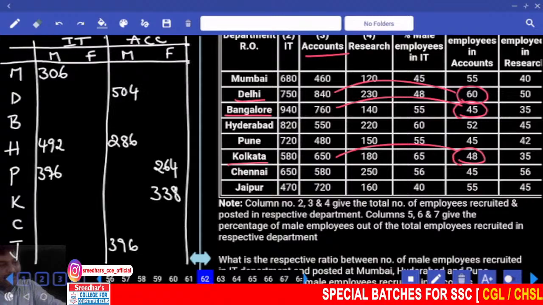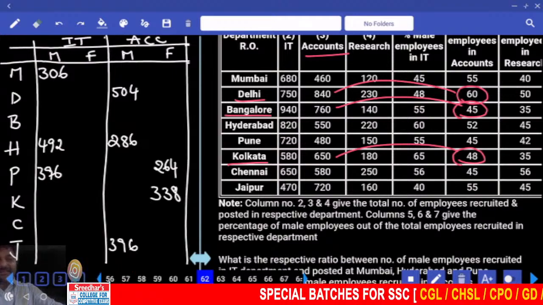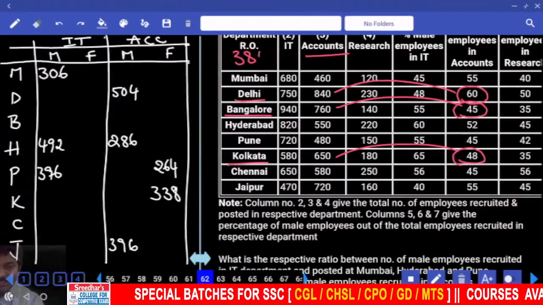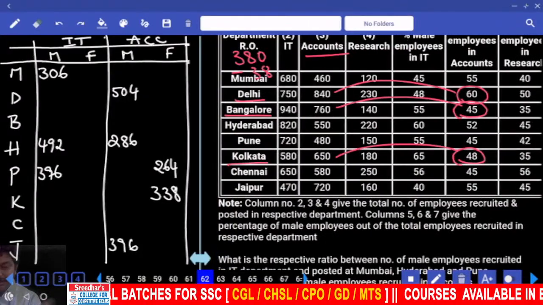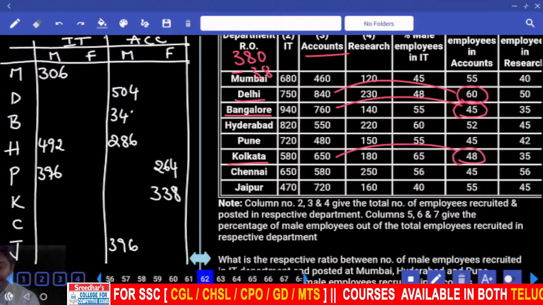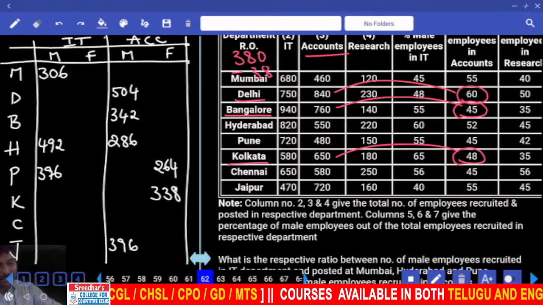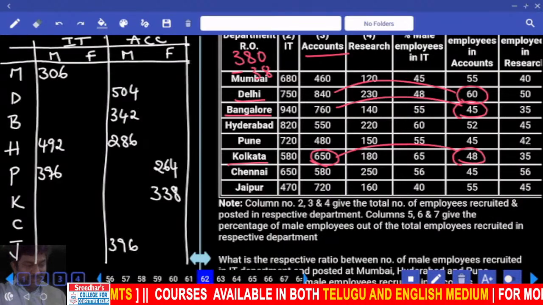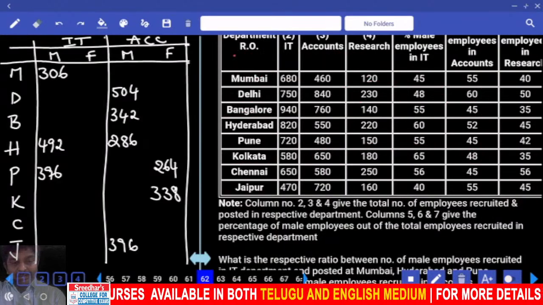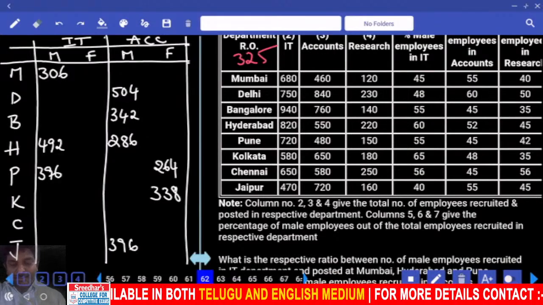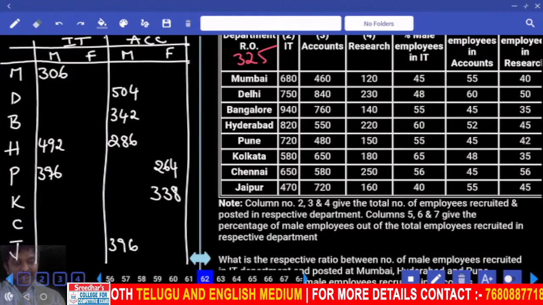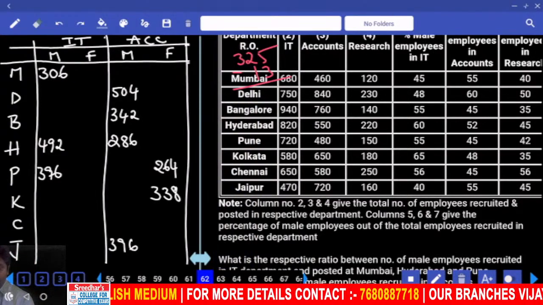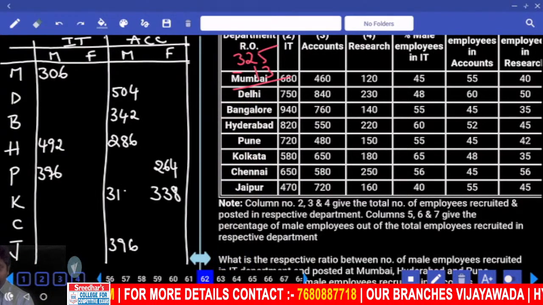Next, Bangalore, 45% of 360, 50% minus 5%. 50% is 380 minus 38, 342. Next, Kolkata, 48% of 650, 50% minus 2%. 50% is 325, 2% is 13, so 312. Kolkata is 312.